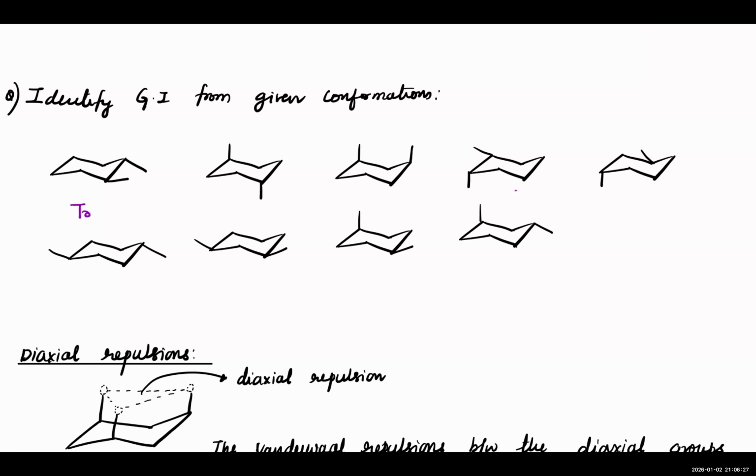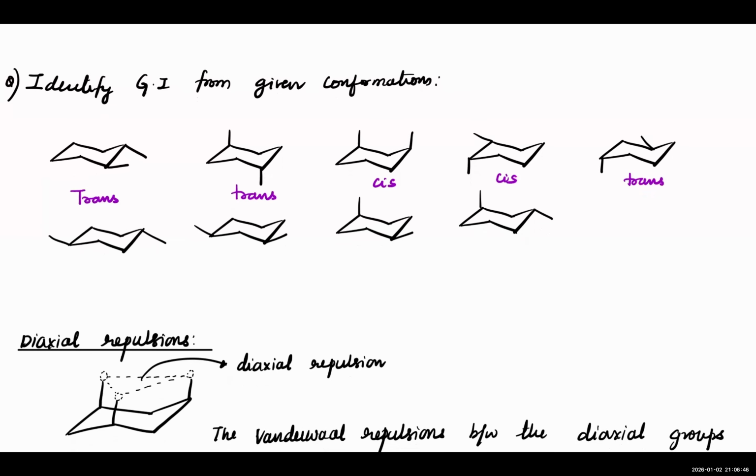You can see this is a trans isomer, clear? And this is also a trans isomer. This is a cis isomer. This one is a cis isomer, right? This one is a trans isomer, clear? And this one is a trans isomer. This one is a cis isomer, right? This one is a cis isomer. This one is a trans isomer. Please do check if you all got that.